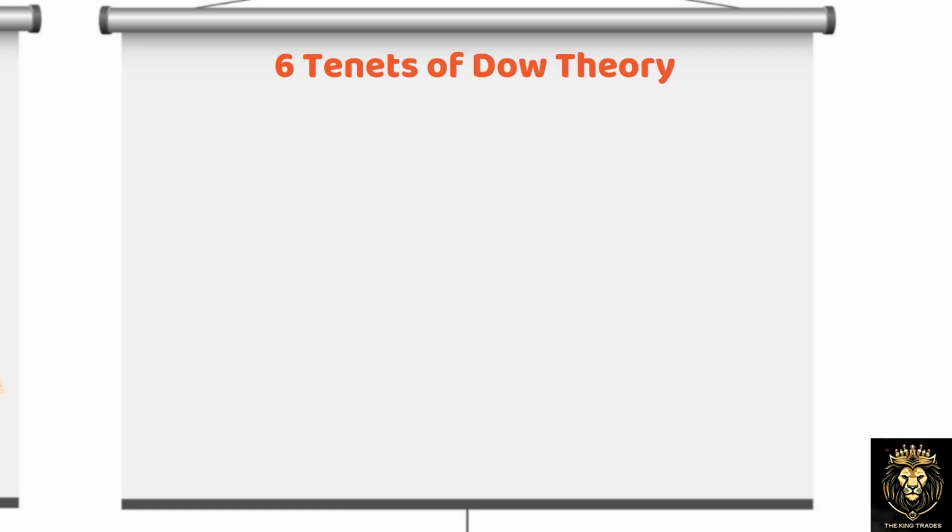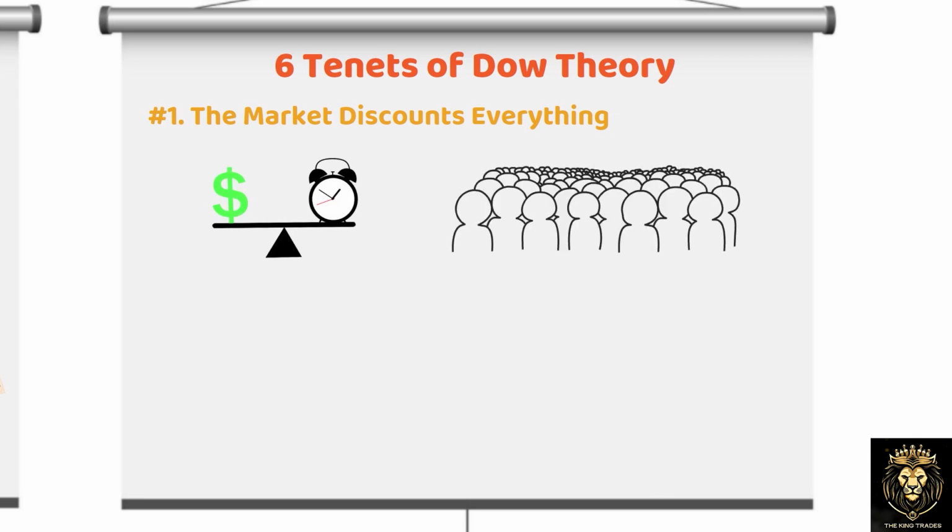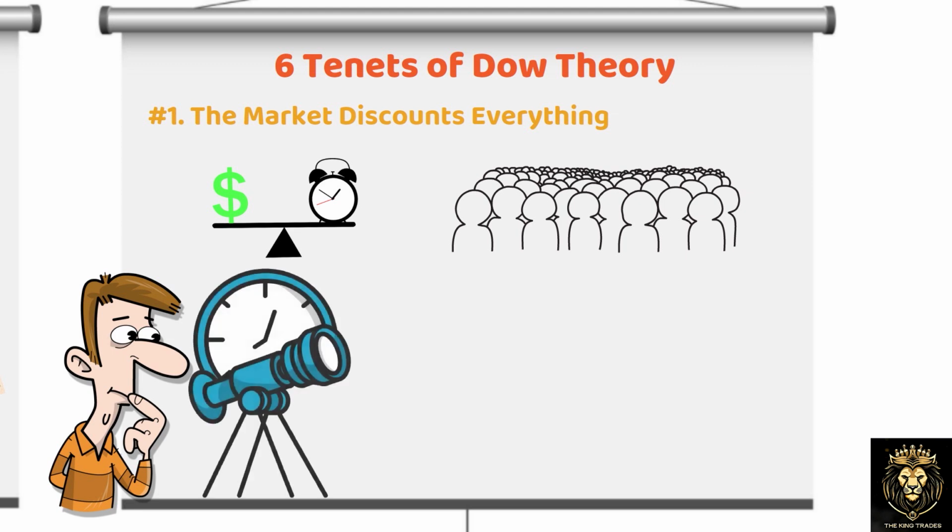There are 6 main tenets of the Dow Theory. The first tenet of the Dow Theory states that the market discounts everything. The Dow Theory states that the market is efficient and discounts everything known to the general public. In a stricter implementation of the theory, the markets even discount future events.